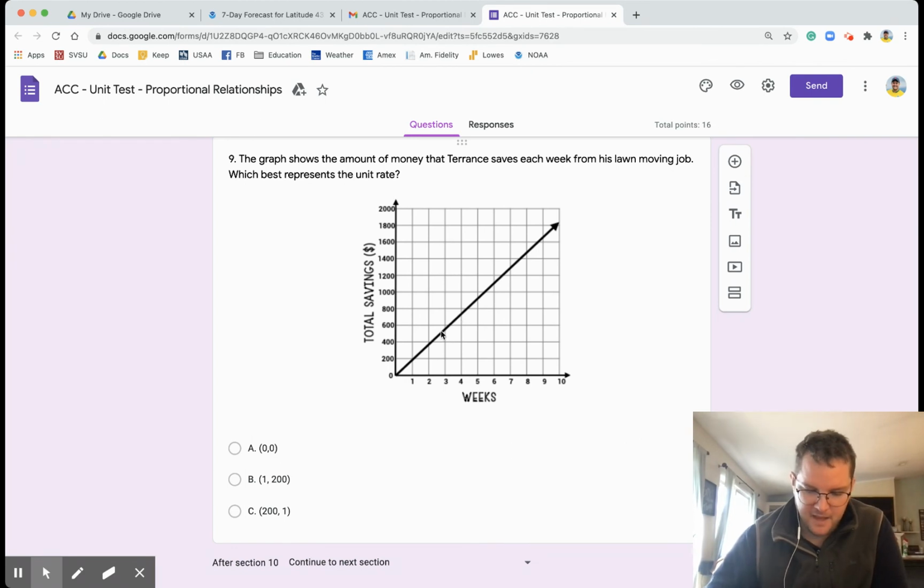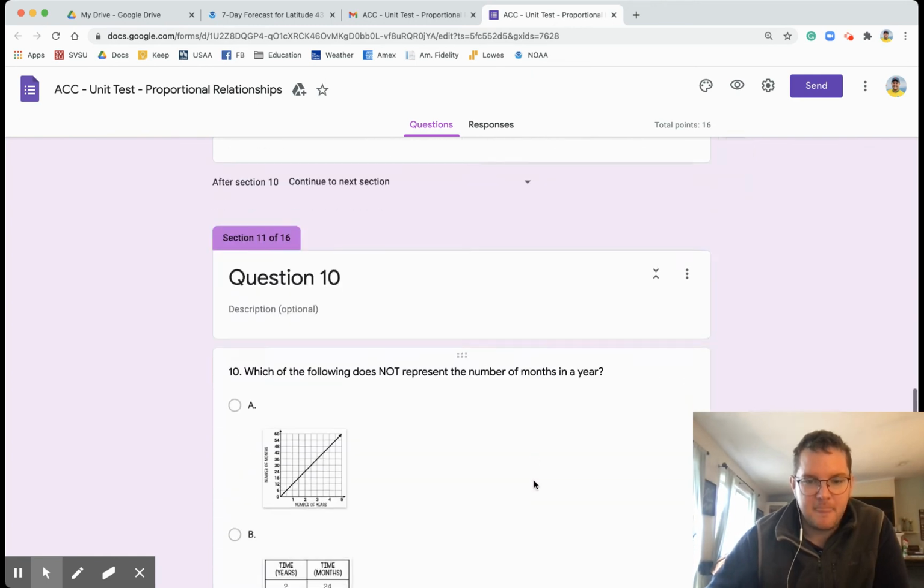Okay. So we just need to come up with what unit rate he is doing. So we can say for 1 week, he makes $200. And one of those would be your option.